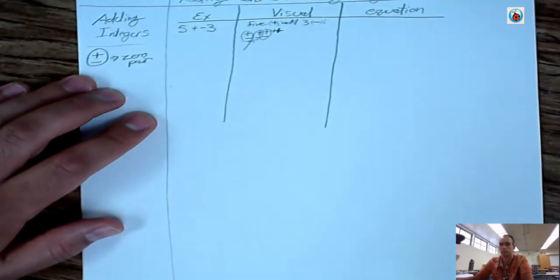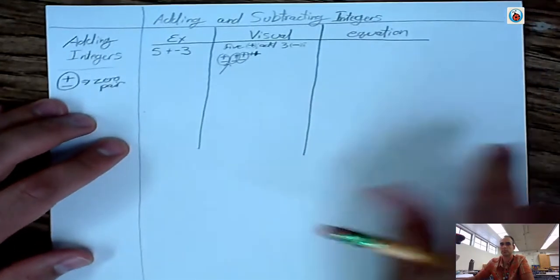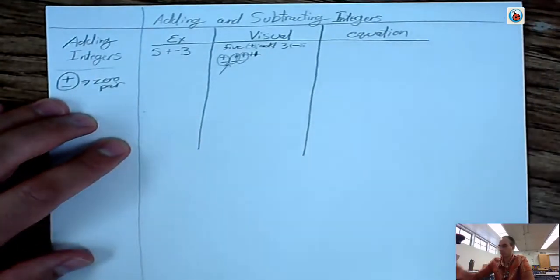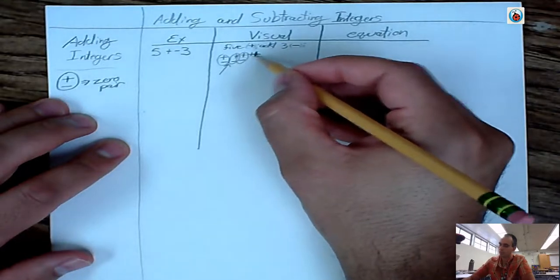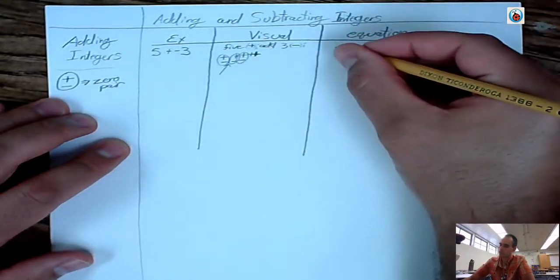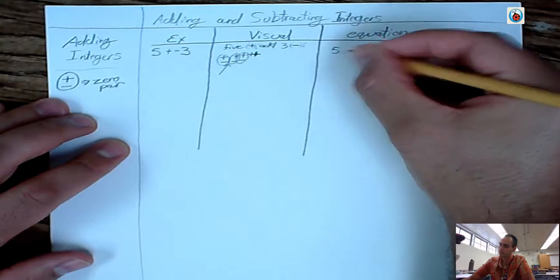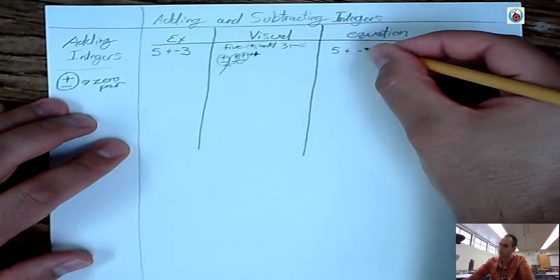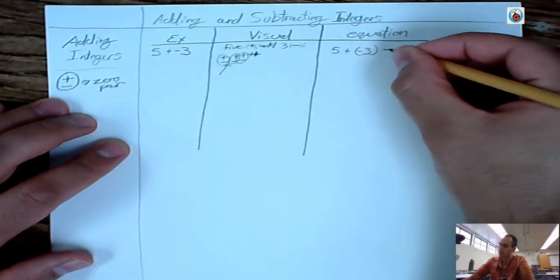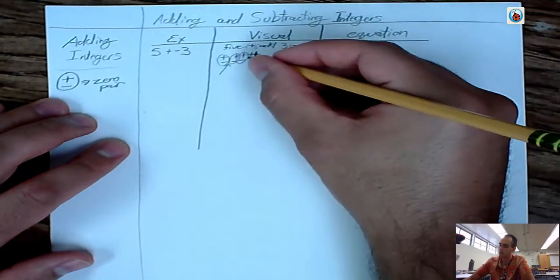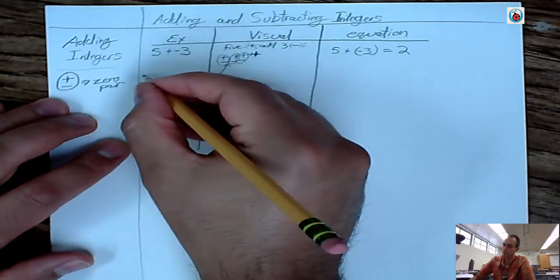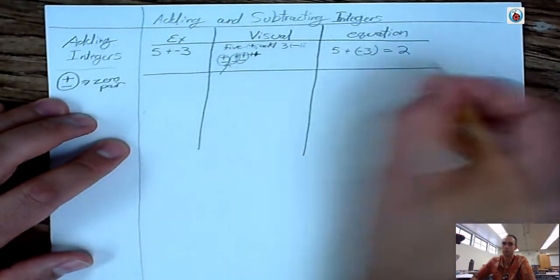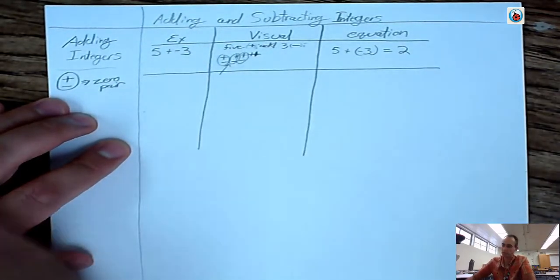I'll zoom in a little bit just in case you're having a hard time seeing. There you go. So 1 zero pair, 2 zero pair, 3 zero pair, and that's what's left, 2 positives. So the equation is 5 plus 3 negatives gives me positive 2. That's how you'd solve it. I'm going to go through these a little bit more quickly just so we're seeing the different styles.